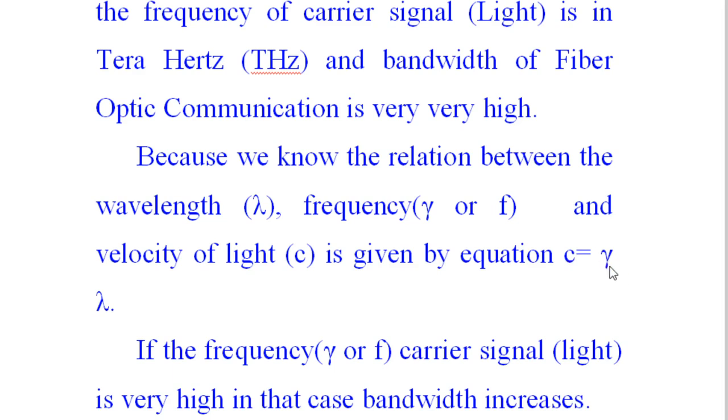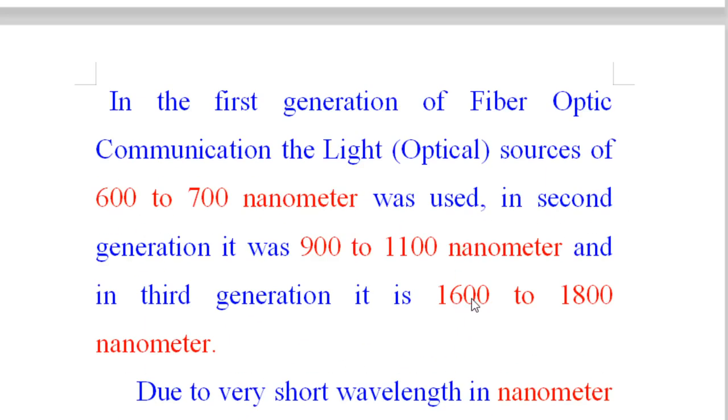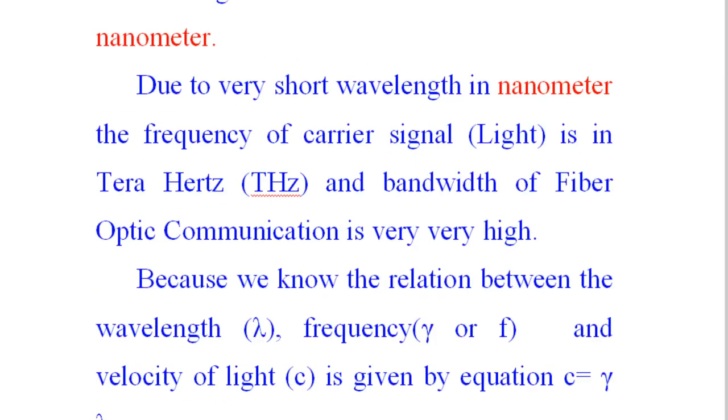Now we want to calculate ν, the frequency, and you know the λ of the light. Lambda is how much? You can use 1600, because third generation. And you can calculate the frequency. You will come to know that the frequency is in terahertz. And all of you know the very basics of communication. When the frequency of carrier signal is in terahertz, the bandwidth of communication channel increases. Therefore it is said that the bandwidth of fiber optic communication is very, very high.